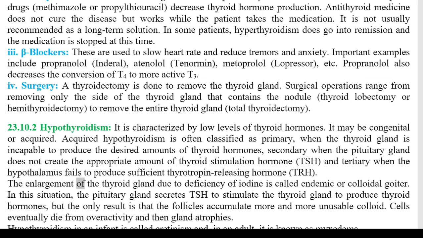The enlargement of the thyroid gland due to deficiency of iodine is called endemic or colloidal goiter. In this situation, the pituitary gland secretes TSH to stimulate the thyroid gland to produce thyroid hormones, but the only result is that the follicles accumulate more and more unusable colloid. Cells eventually die from overactivity and then the gland atrophies.